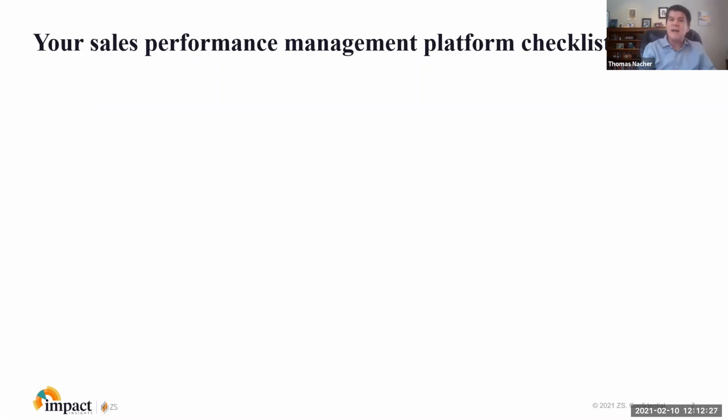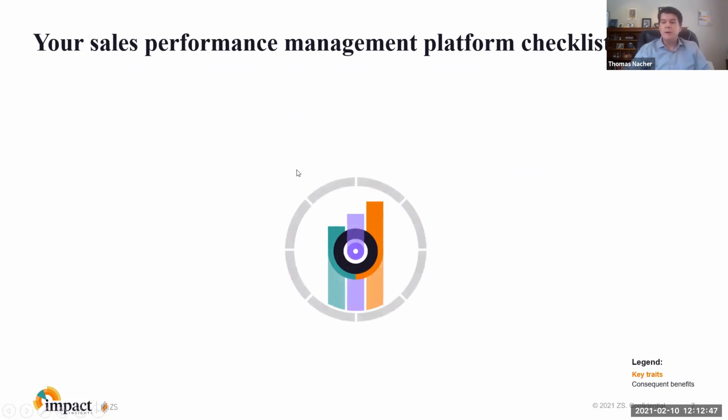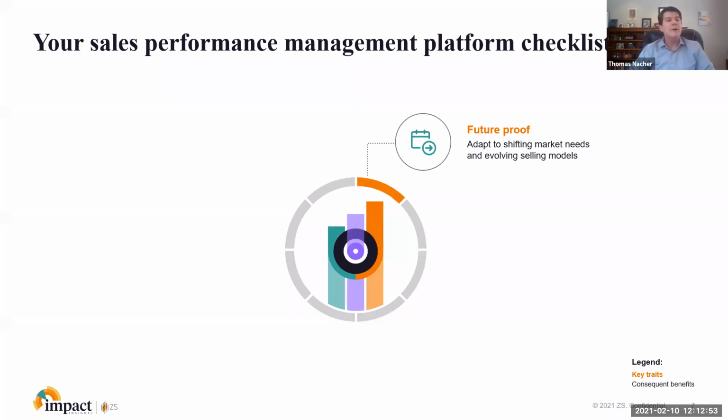Let's get to the checklist now. But this is very interesting. And I think you'll see in some of the key traits to look for, we'll cover some of these pain points. So what are some of the key traits to look for? Oh, sorry. Let me make sure that this works. Here we go. So here's our checklist. And let me get started with the first key trait to look for in a sales performance management platform. And it's the future-proof.